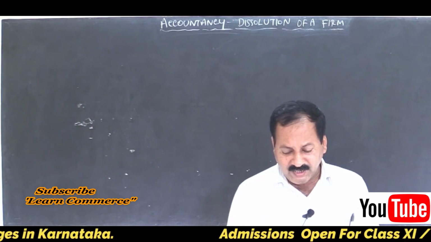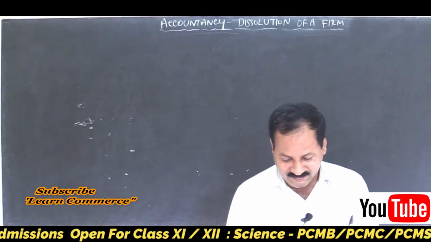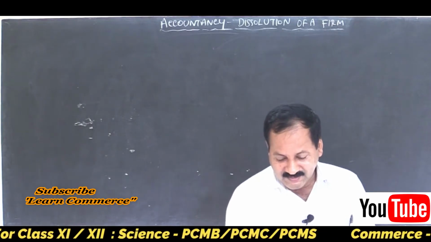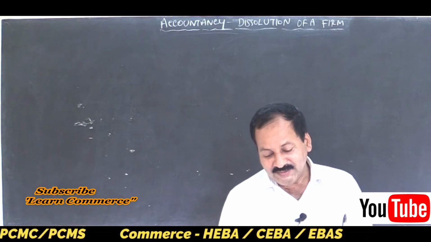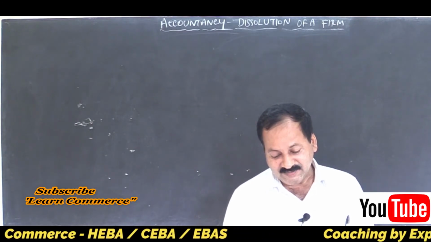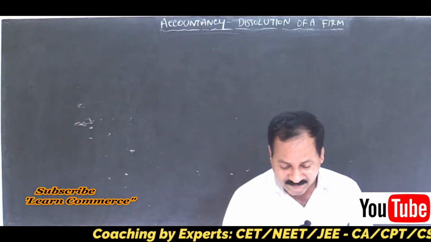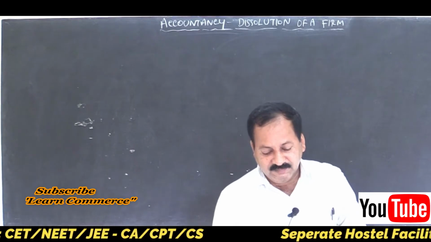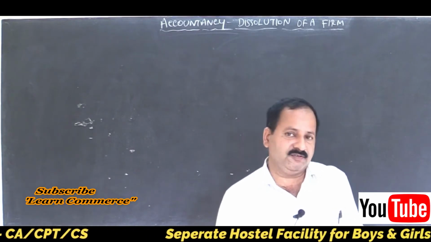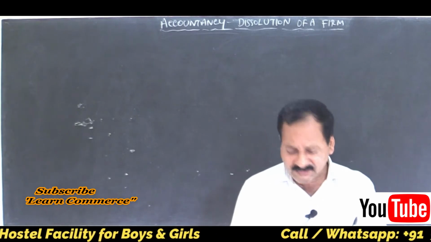Amara, Madhura and Prema are partners sharing profits and losses in the ratio of 2:1:1. Their balance sheet as on 31st March 2018 was as follows. Balance sheet is given. Bills payable, creditors, no doubt, outside liabilities, you must transfer it to realization account, correct?